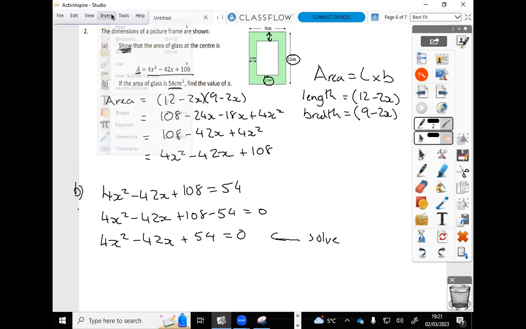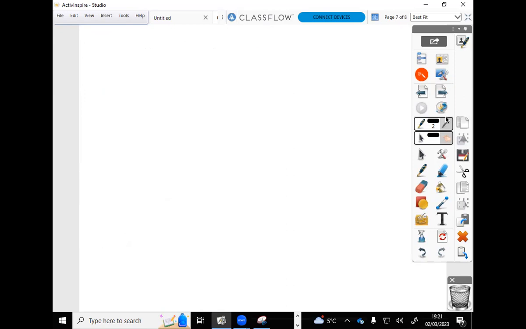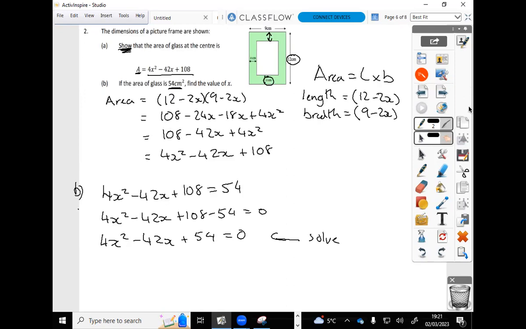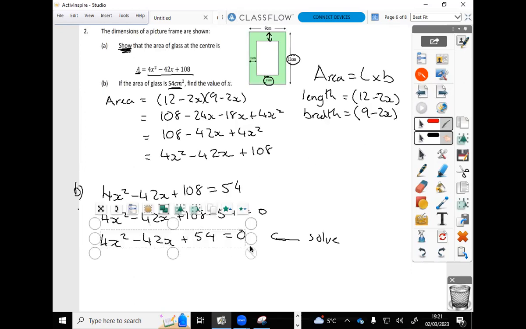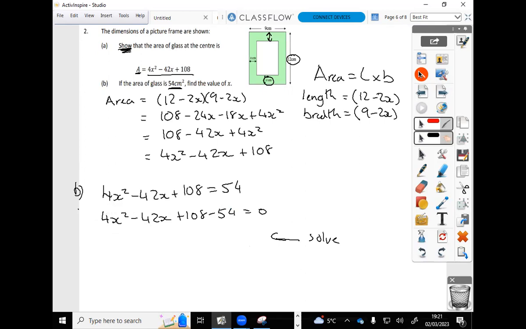Okay, so I'll need to add in a page. Why is it not working? Is that not working? There we go.